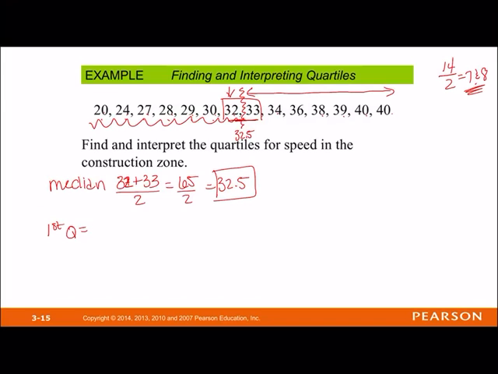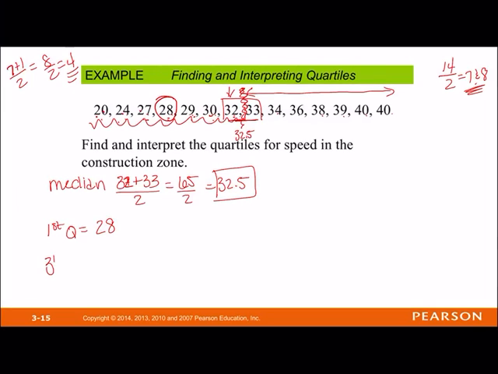So to the left of my vertical squiggly here, there are 1, 2, 3, 4, 5, 6, 7 data values there. So 7 plus 1 divided by 2, 8 divided by 2. The 4th score there is going to be your median. So 1, 2, 3, 4. Your first quartile is going to be 28.